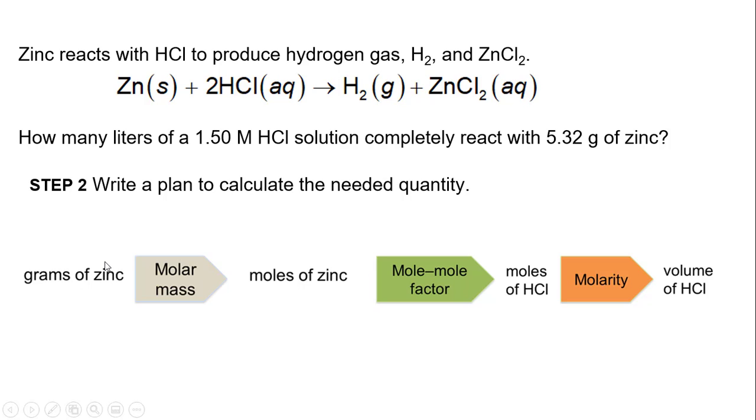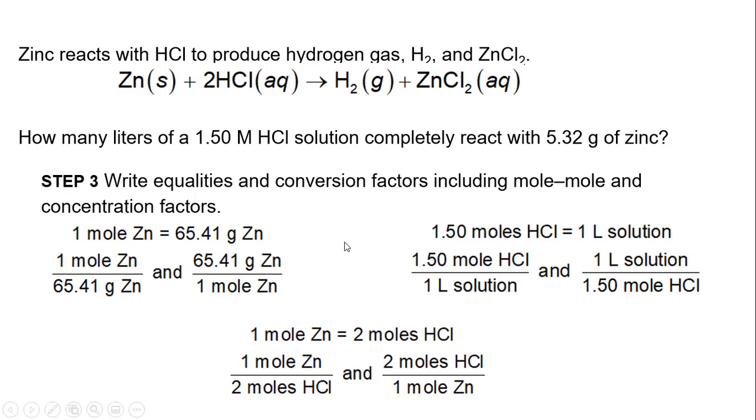We're going to start with the grams of zinc right here. Molar mass of zinc, because we don't really work in grams, we want the moles, and then we do a mole to mole factor by looking at the equation and the coefficients, then moles of HCl, molarity, and the volume. So let's take a look at all the quantities and conversion factors. We have 1 mole of zinc equals 65.41 grams, and we can set that up as a conversion factor.